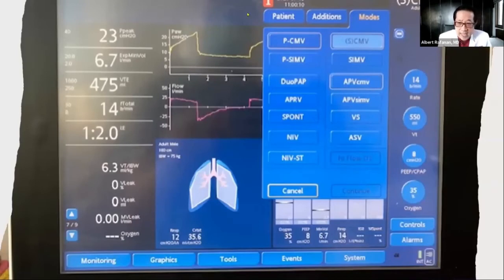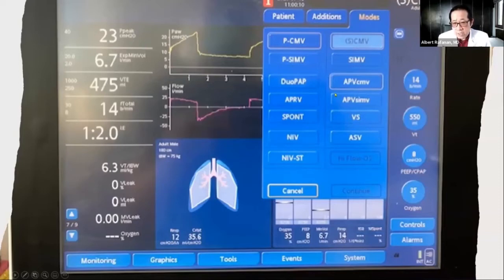So let's take a look at the panel of the G5. If you can take a look here, it comes up with several modes. But what is important in most machines is this top four. On the left side is pressure control, that is pressure controlled CMV, pressure controlled SIMV, while here in the other mode, this is volume control. In Harrison, you may be confused because where they're talking about CMV, they're talking about volume control. So here it's volume control CMV, volume control SIMV.